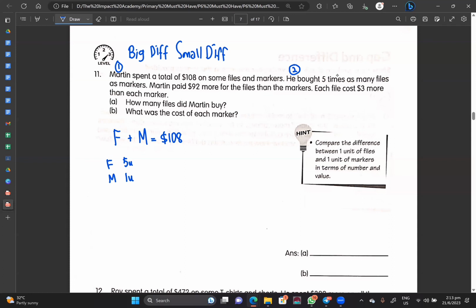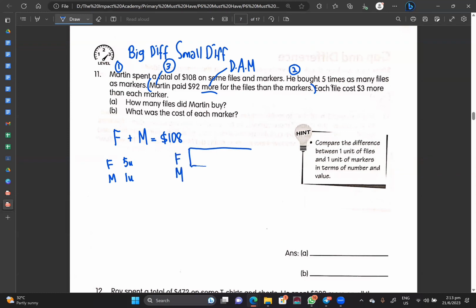Now, I continue on to sentence number 3. I realize that in sentence number 3, it talks about how Martin paid $92 more for the files than the markers. Because of the word more, I know I need to draw a model. What kind of model? A comparison model. Okay, so what happens over here is this. I'm going to draw a model.